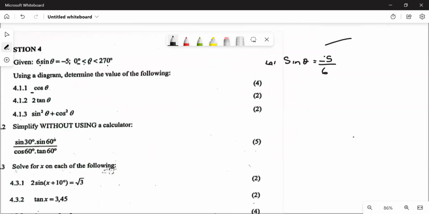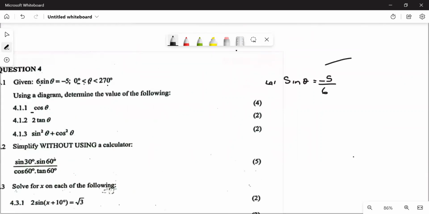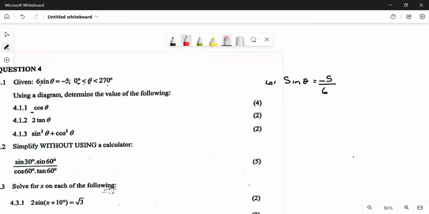How do you define sine? Definition of sine. We define it as opposite all over hypotenuse. So here you have opposite all over the hypotenuse side. Opposite is y, all over hypotenuse side is r. So in other words, y is going to be equal to -5, and r is going to be equal to 6. Are we still together there?